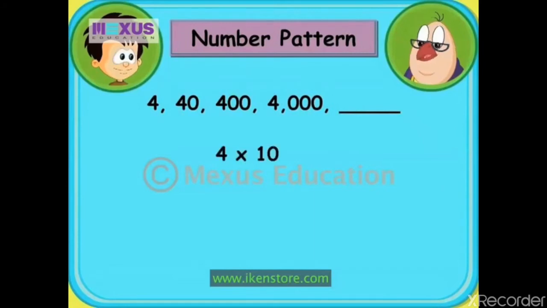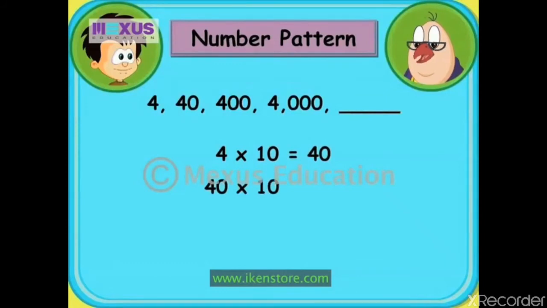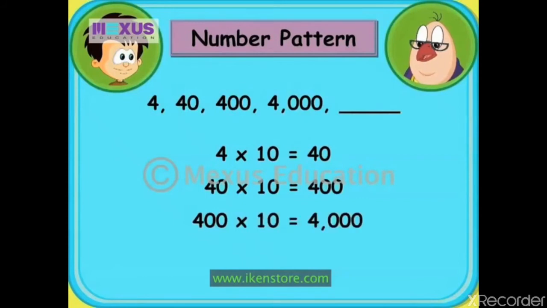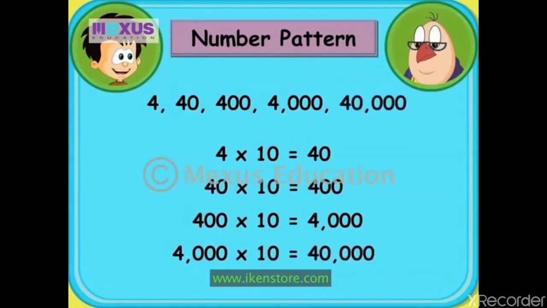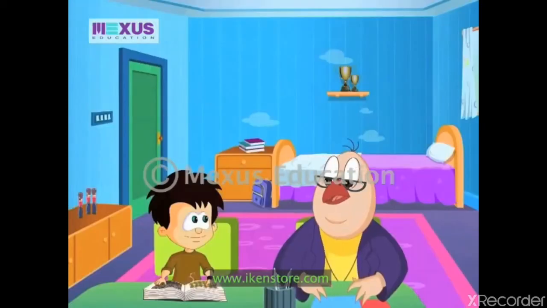4 multiplied by 10 is equal to 40. 40 multiplied by 10 is equal to 400. 400 multiplied by 10 is equal to 4,000. JC, can you guess what's the next number? The next number is 4,000 multiplied by 10. That is 40,000. That's good.